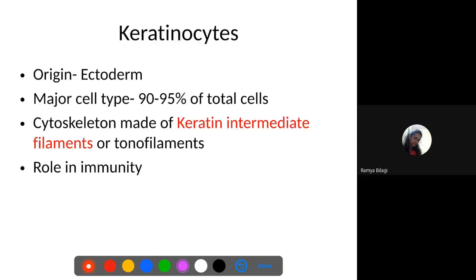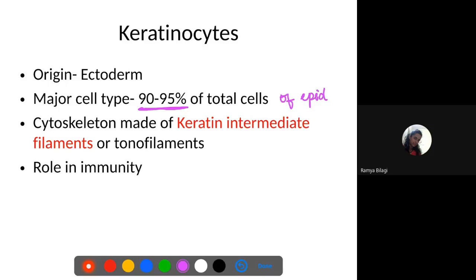So next we shall know about the cells of the epidermis, of which the first cell is the keratinocyte. Keratinocytes are of ectodermal origin, and they are the major cell type. I showed you the picture in the initial slide. The majority of the cells occupying the epidermis were keratinocytes. They constitute up to 90 to 95% of total cells of the epidermis.